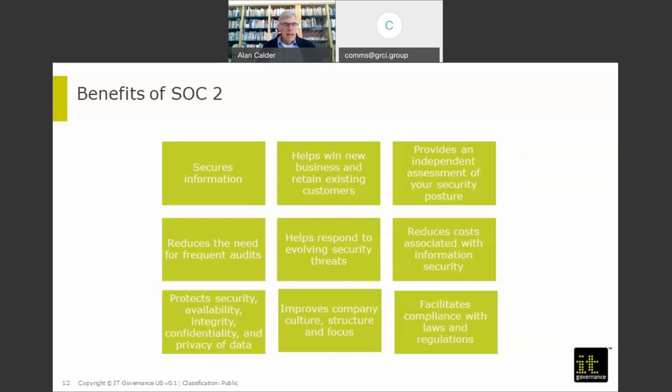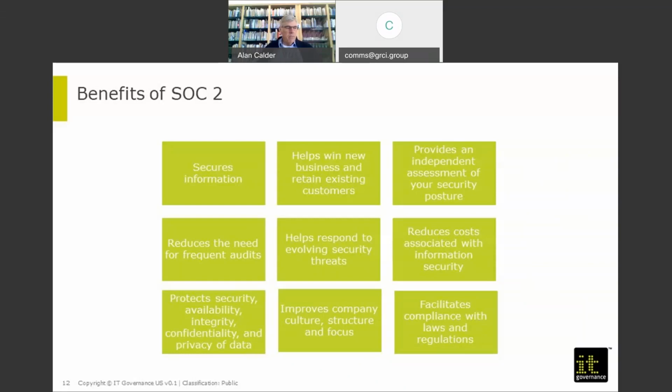But you will not need to have your client come and do audits, because typically the client for SOC 2, as under ISO 27001, will rely on the fact that you have an externally audited management system in place, that it gives them the satisfaction they need that security is adequate. SOC 2 protects security, availability, integrity, and confidentiality of data. It helps win new customers and retain existing customers. It helps respond to existing and evolving security threats.